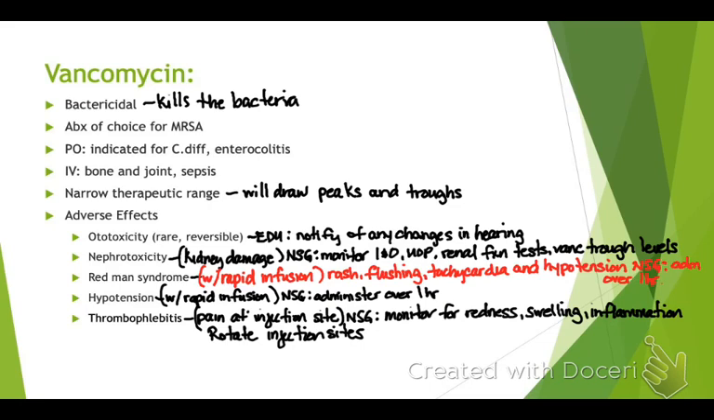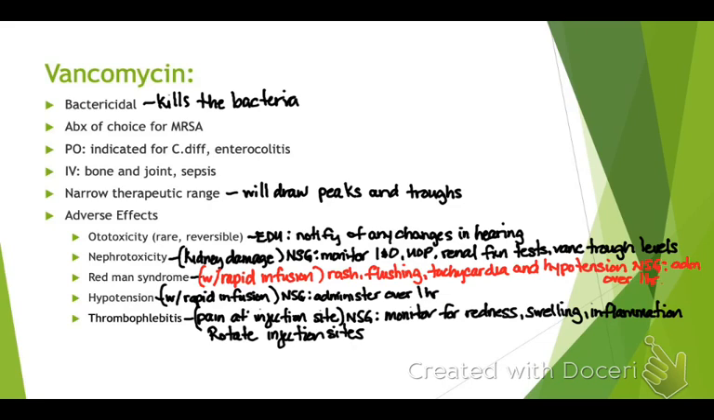Vanco has a very narrow therapeutic range, so they need to draw peaks and troughs. Adverse effects, important: ototoxicity, like I said, it can be rare and reversible, so you need to educate your patient to make sure they notify the physician of any changes in hearing. Nephrotoxicity, kidney damage, so nursing wise you want to monitor intake and output, urine output, renal function tests, and your Vanco trough levels.